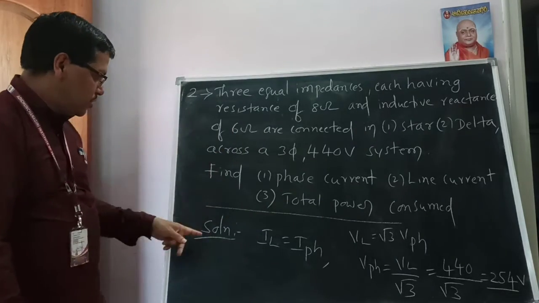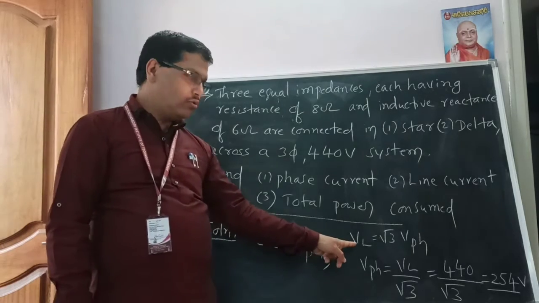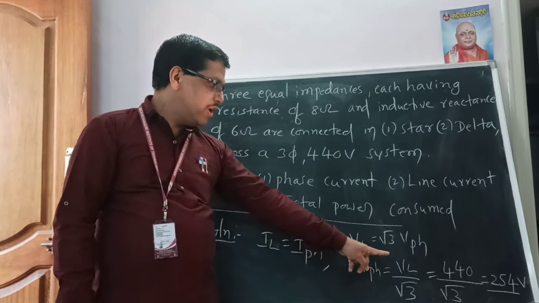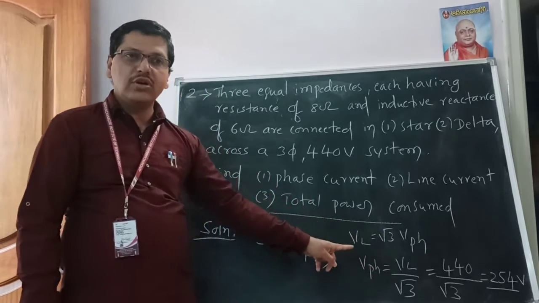first, star means we need to write the equations. IL is equal to I phase, VL is equal to root 3 into V phase, so V phase is equal to VL by root 3. The VL value is 440 volts divided by root 3. The answer is 254 volts.